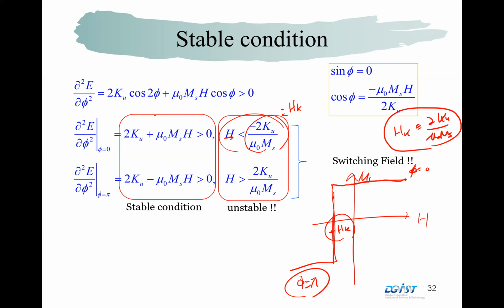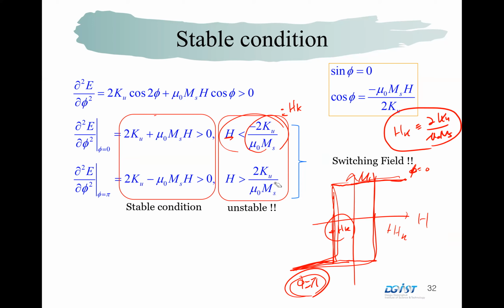And then if you increase the negative field more, they are still pointing in that direction. Okay, so let's bring the field back to here. And once they reach plus HK, this is no more stable. So they start switching back. So we obtain this kind of nice hysteresis loop. That's why this quantity is very important.